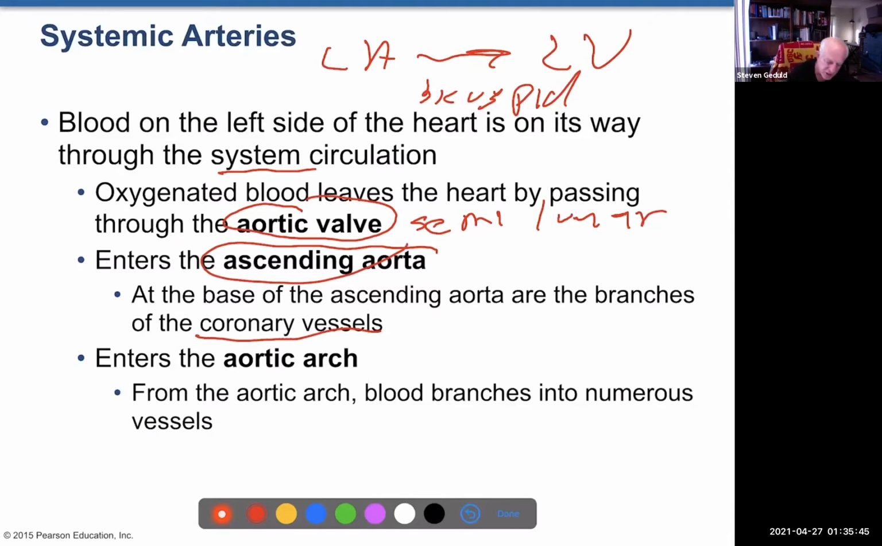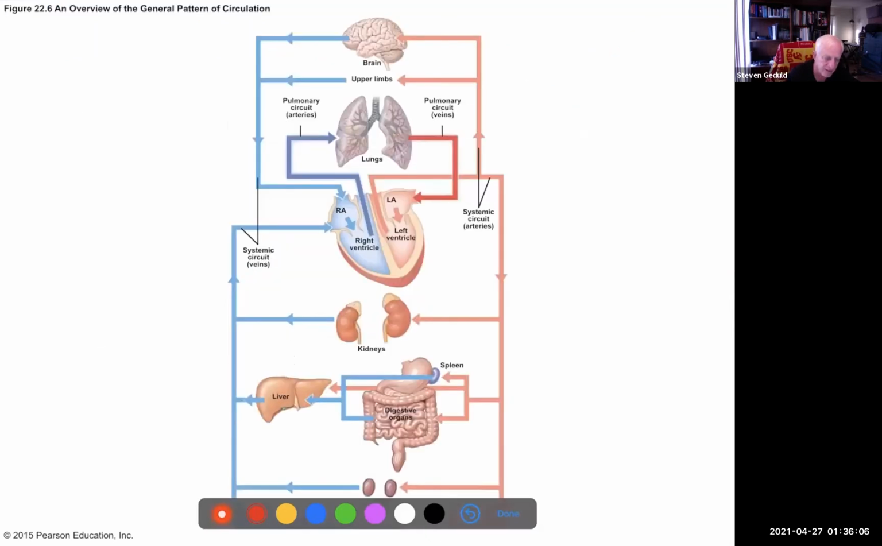Then the aortic arch branches. The aorta branches to form the aortic arch. And then from there it goes into all the numerous vessels of the body. Remember, there are three branches I wanted you to know that come off the aortic arch. There's the brachiocephalic trunk, the left common carotid, and the left subclavian. Those three arteries. All right, so here's our overall diagram of what we talked about. It shows the systemic circuit, which is the entire body, and it shows a pulmonary circuit. You need to remember there are two circuits in the body.